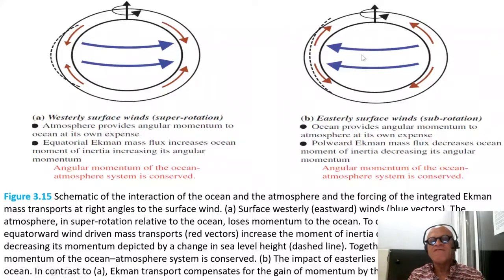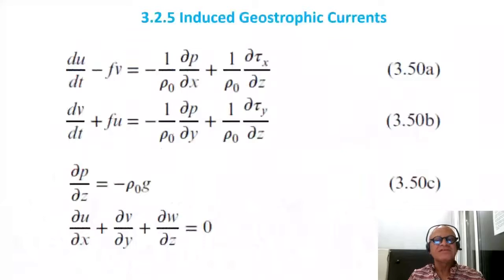If you have the winds going the other way, then you have divergence, so there is a loss of mass. So in this case, because the winds are going against Earth's rotation, the ocean is imparting angular momentum to the atmosphere. So the ocean is losing the inertia and imparting angular momentum to the atmosphere, so that the total angular momentum is conserved. I don't know why this is needed, but nonetheless.